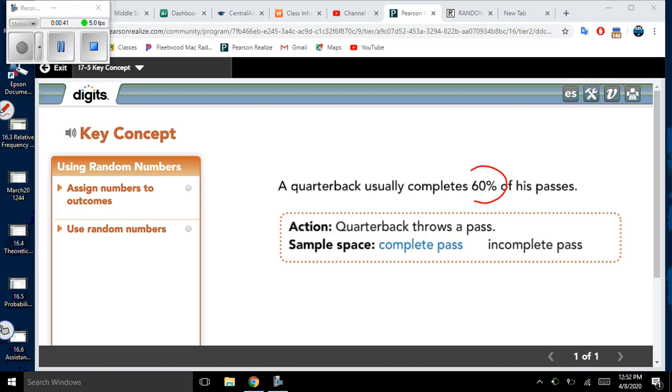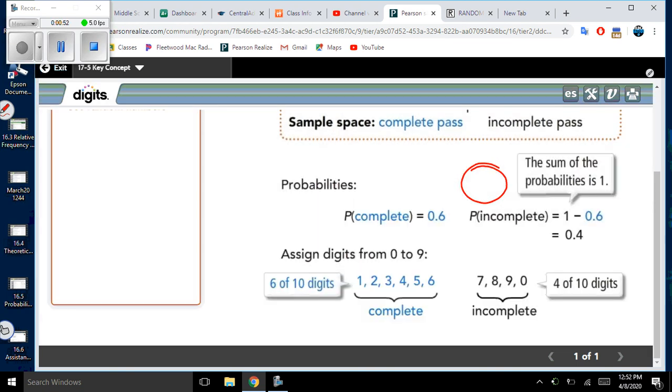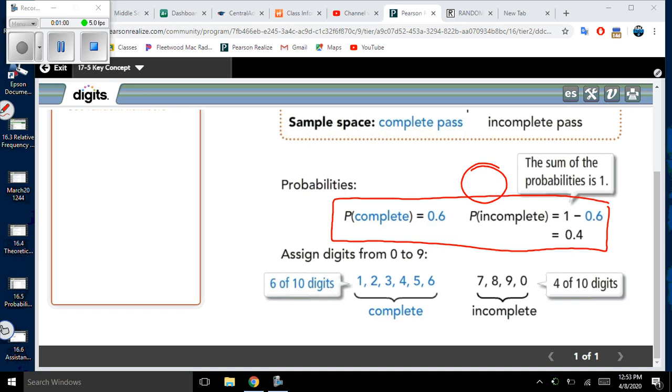We want to pay attention to 60%. So we need to be thinking about, how do I get an easy situation where I have 60%? And so they're saying, hey, why don't you let probability of complete be 0.6. Probability of incomplete then would be 1 minus 0.6, which is going to equal 0.4. You could think about this a little bit easier if you said, hey, we threw 100% of the passes, 60%, that would be the same thing as this 0.6. And the percent of incomplete would be 100% minus 60%, which is 40%, and the 40% connects to this 4/10.